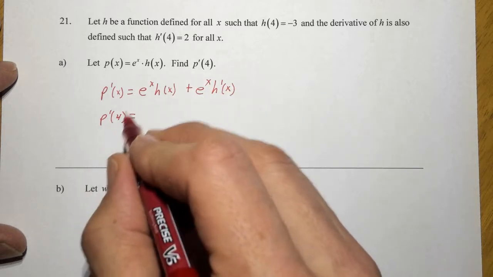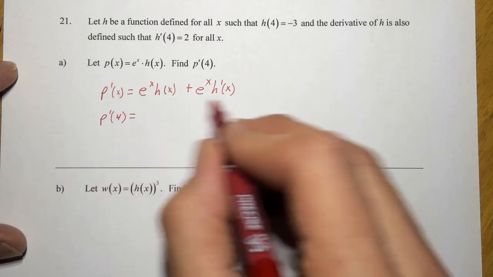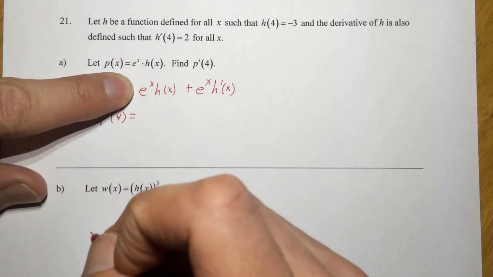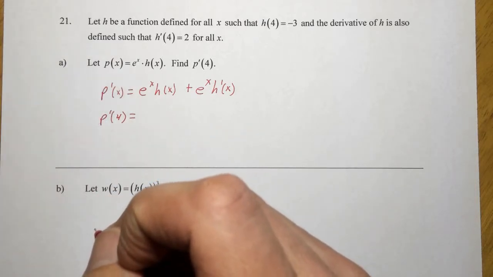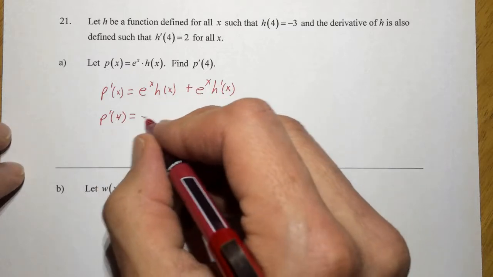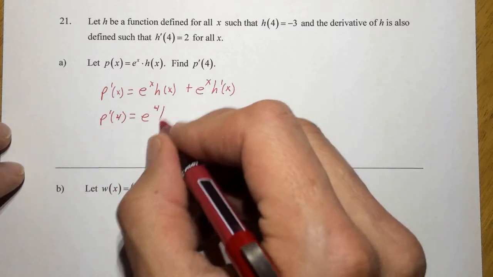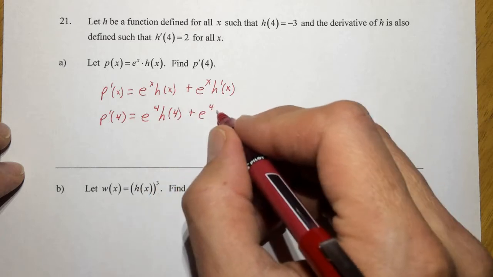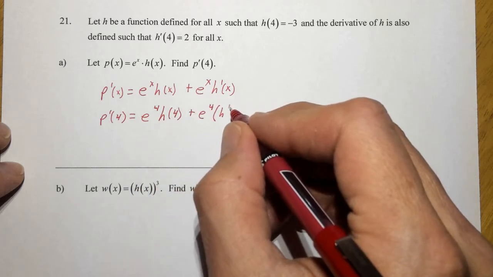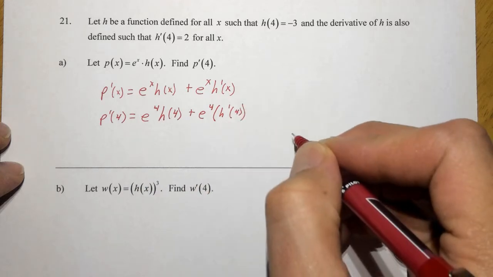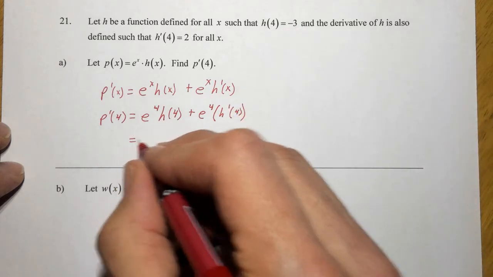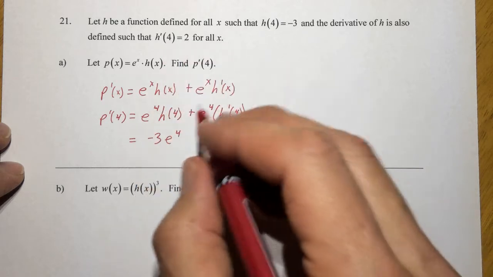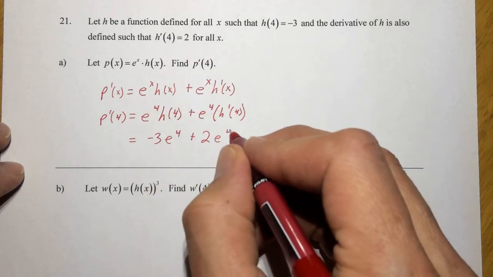So again, notice how I've mentioned p prime of x, what it's equal to. I'm not just writing this because now I haven't assigned it anything. What is this? Oh, it's the derivative of p. And now we're going to plug in 4. So that's e to the 4th times h of 4 plus e to the 4th times h prime of 4. Okay, and h of 4 is negative 3. So negative 3e to the 4th. And h prime of 4 is 2. So plus 2e to the 4th.